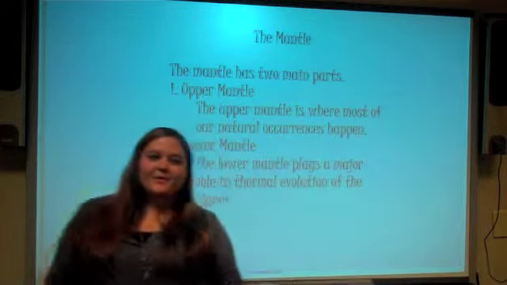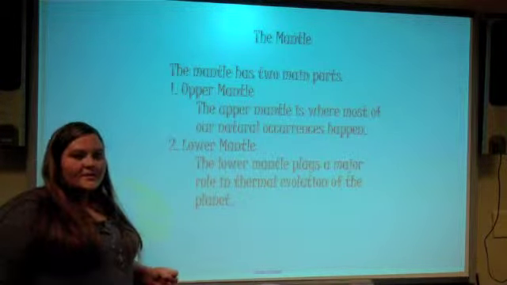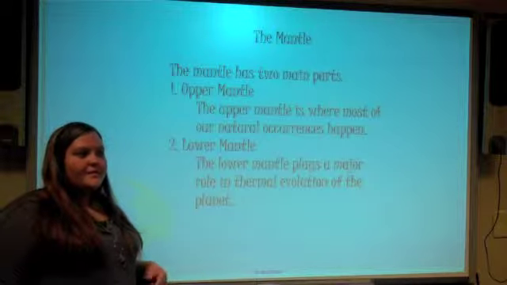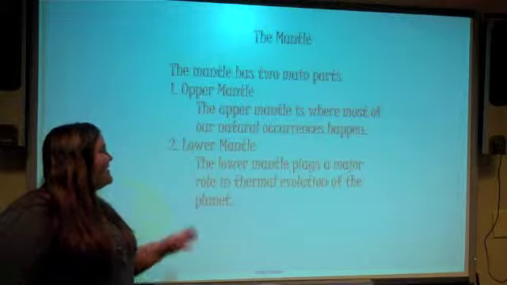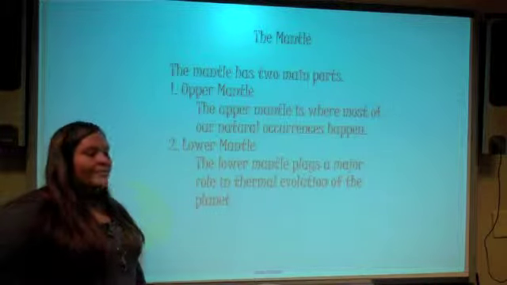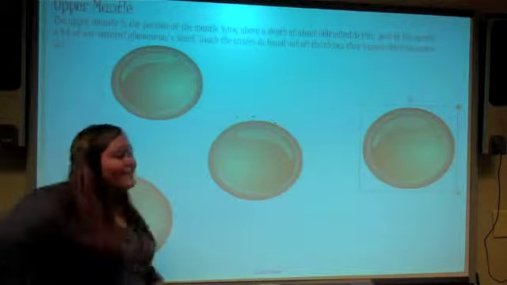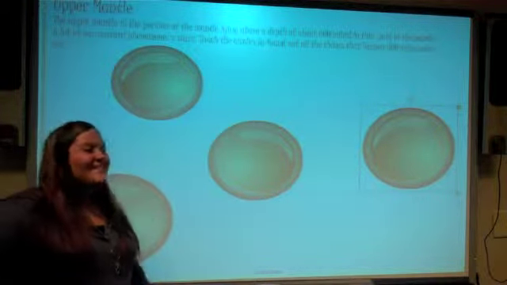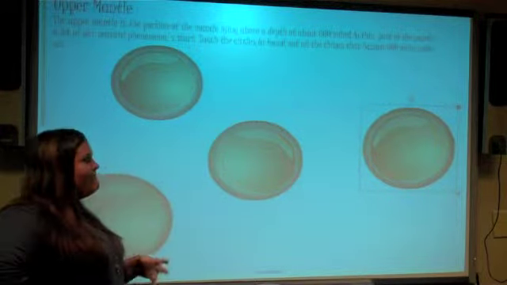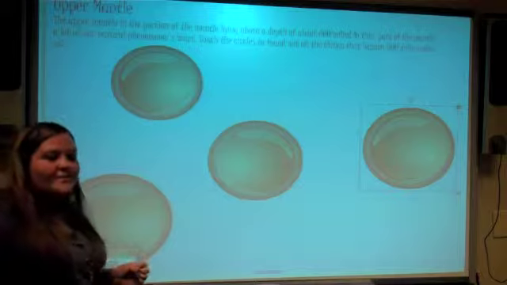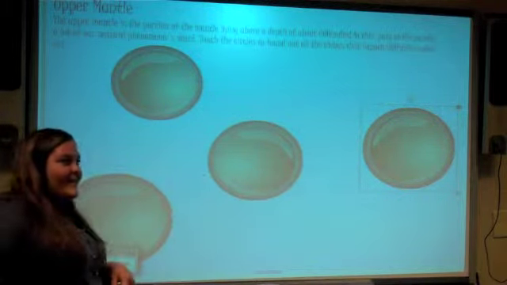This is the mantle. The mantle has 2 parts, the upper and the lower. The upper mantle is where most of our natural occurrences happen, such as volcanoes and tectonic plates. The lower mantle plays a major role in thermal evolution of the planet. The upper mantle lies above 600 miles of the top part of the mantle. A lot of our natural phenomena start here. Touch the circles to find out.